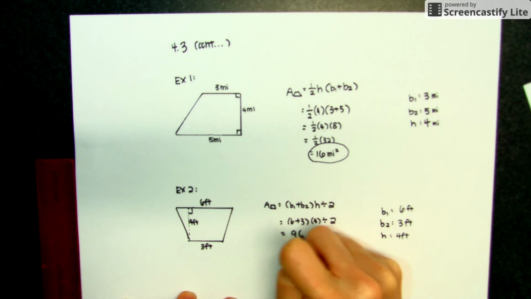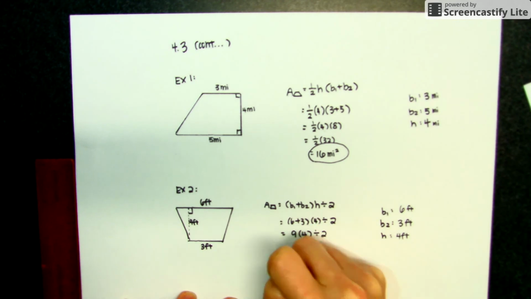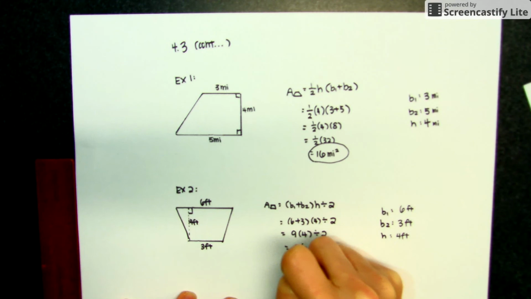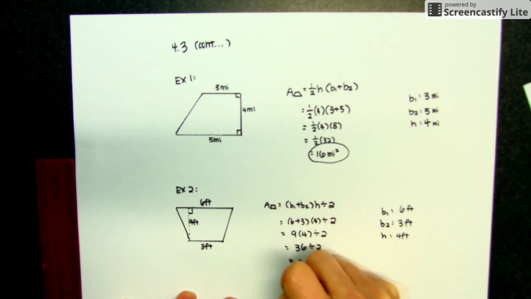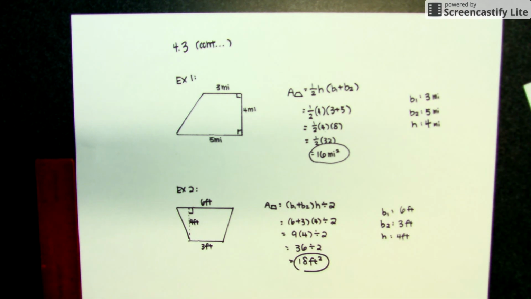Okay? Order of operations, so 6 plus 3 first, that's 9 times 4 divided by 2. 9 times 4 is 36 divided by 2, and that's going to be 18 feet squared.